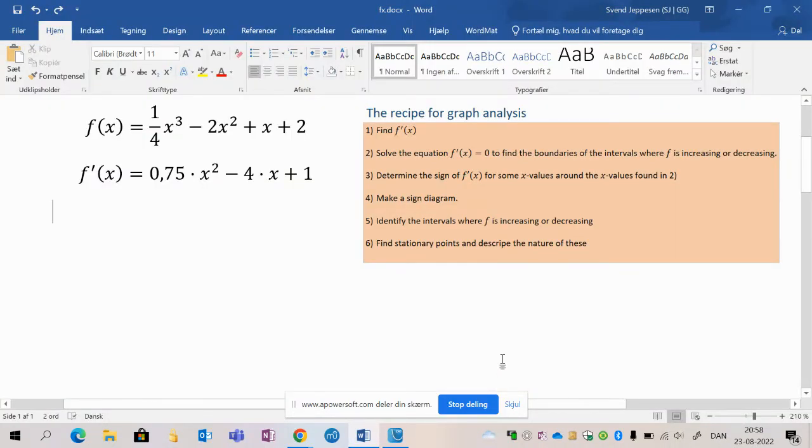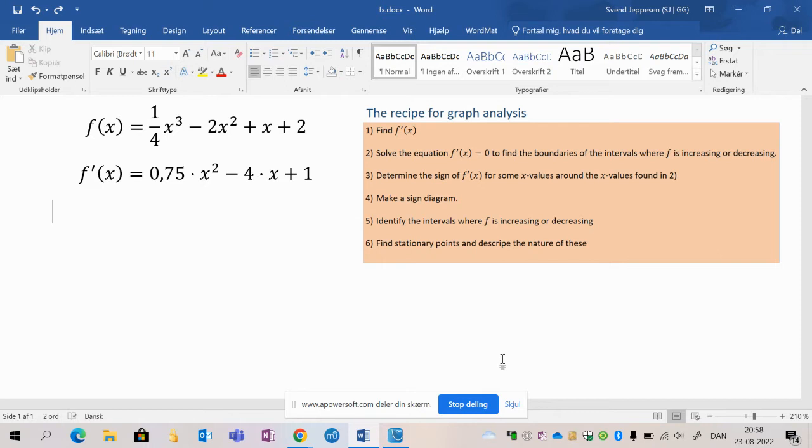We will see here how we can use the TI Nspire to help us analyze the graph following the recipe we talked about earlier. What we want is to work with the derivative, find the sign diagram for the derivative, so we can find where the graph of f is increasing or decreasing, and maybe also find some stationary points and describe the nature of these.